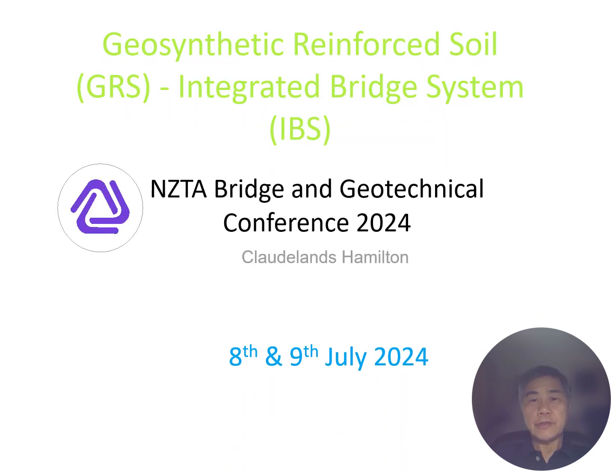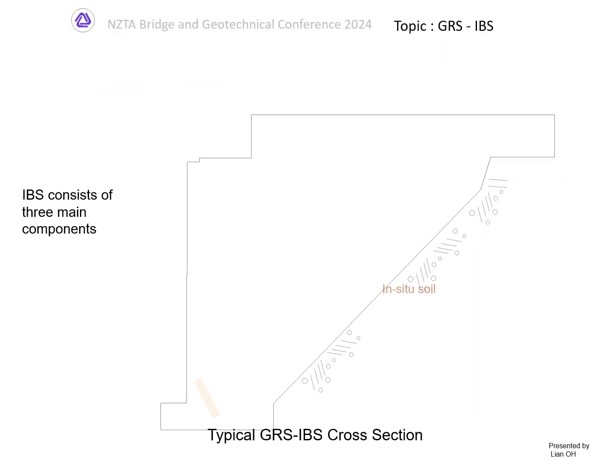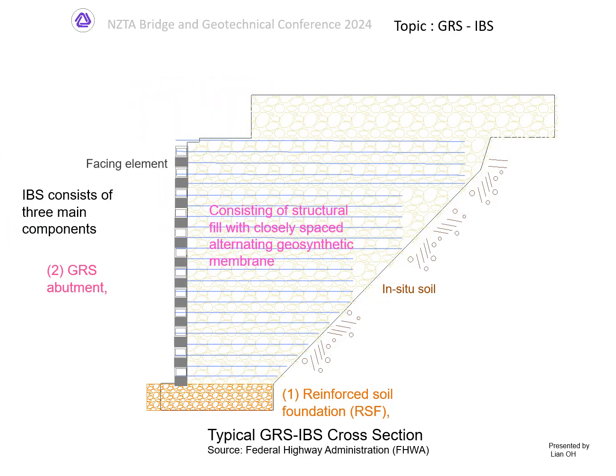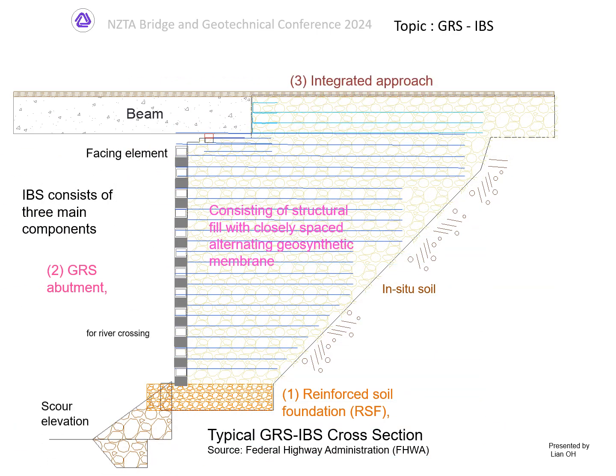This presentation is on GRS-IBS and emerging seismic bridge technology. IBS consists of three main components: 1. Reinforced soil foundation. 2. GRS abutment. And 3. Integrated approach.